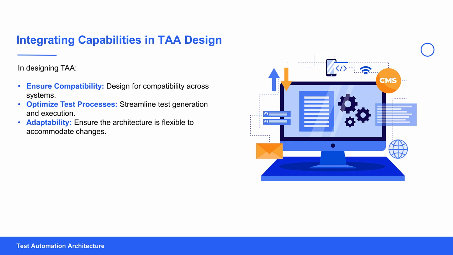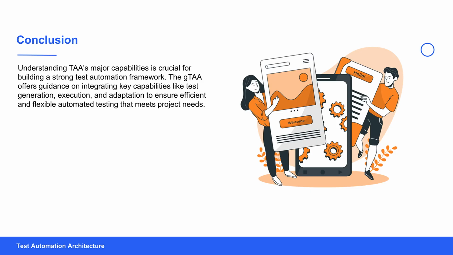In conclusion, understanding the major capabilities within a test automation architecture is essential for building a robust and effective test automation framework. The Generic Test Automation Architecture, or GTAA, provides a structured approach to integrating key capabilities such as test generation, execution, and adaptation. By focusing on compatibility, optimization, and adaptability, you can design a TAA that not only meets the current needs of your project, but also has the flexibility to grow and evolve as your project progresses.